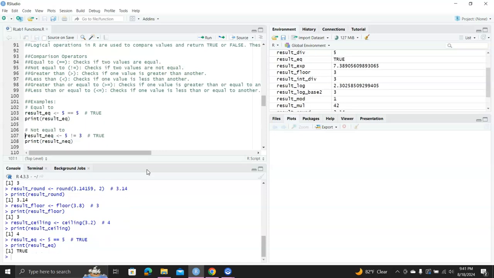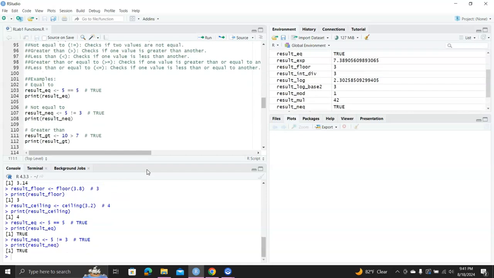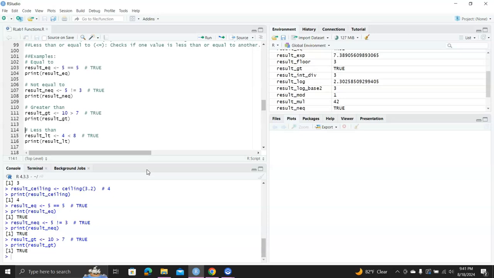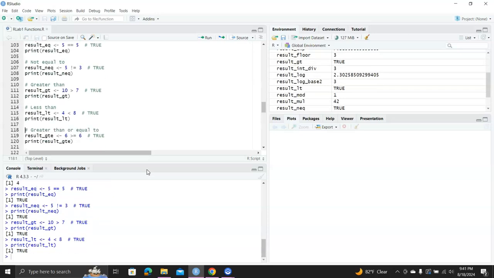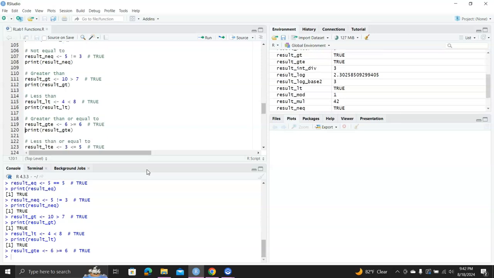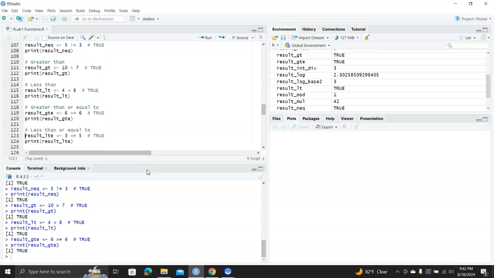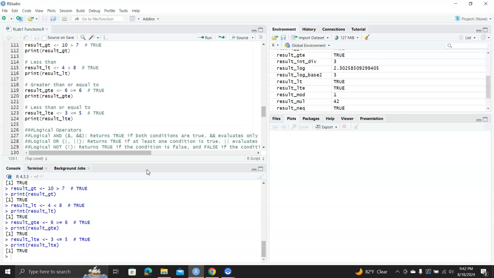Yeah, of course that's true. 5 not equal to 3, that's true. 10 greater than 7, that's true. 4 less than 8, that's true. Greater than or equal, so 6 greater than or equal to 6, that's true. 3 less than or equal to 5, that's also true.